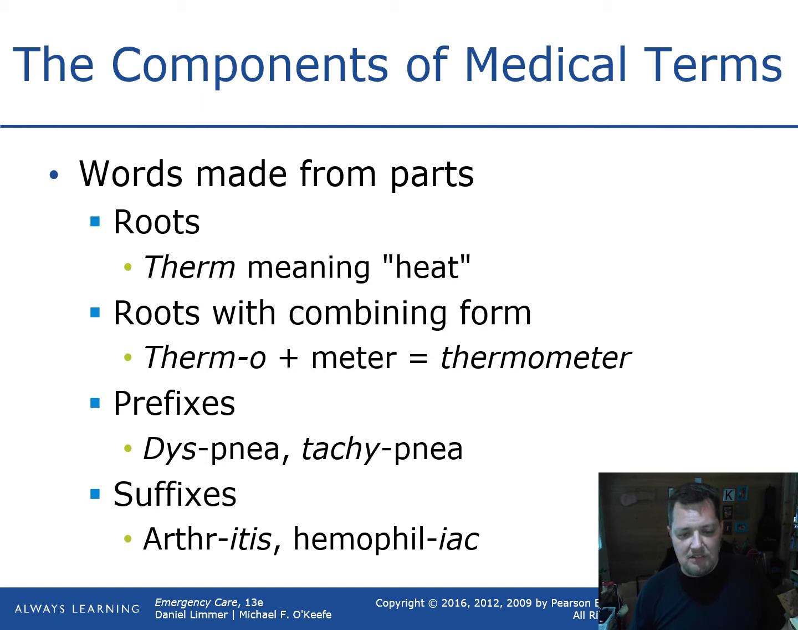All right. Suffixes are those combining forms that go at the end of the root word. So suffixes like arthritis. Arth is joint. Itis is inflammation. Hemophiliac. Iac is a form of talking about a specific person, and hemophilia, or hemo, is blood.